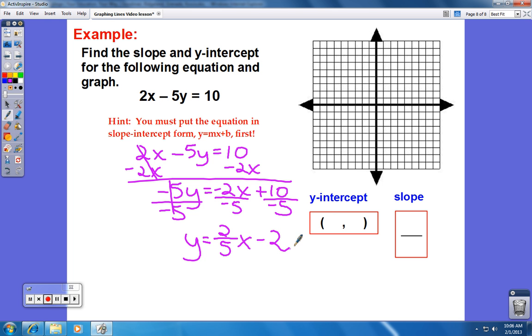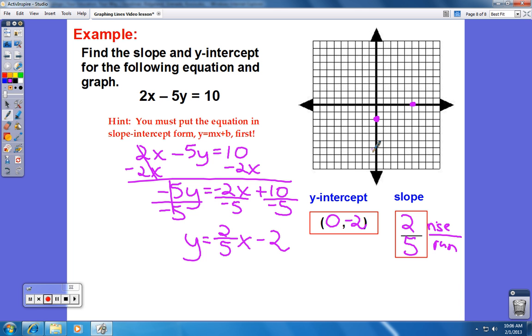Here we have our intercept at (0, -2). Our slope here is 2 over 5. So we rise over run. We're going to plot the intercept first here at -2. And then we're going to go up to the right, 1, 2, 3, 4, 5.